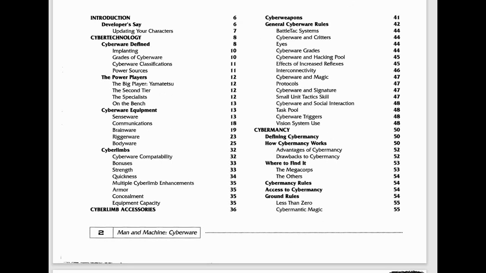Then we have a chapter on cybermancy, which, of course, is essential to the creation of cyber zombies, which is essentially a street samurai who has less than 0 essence. I know there's more to it than that. I'll probably do a video on cybermancy at some point, but in a nutshell, that's what a cyber zombie is. It's a product of cybermancy, which is essentially just somebody who is chromed to the point where they are supposed to be dead but are kept alive through magic.